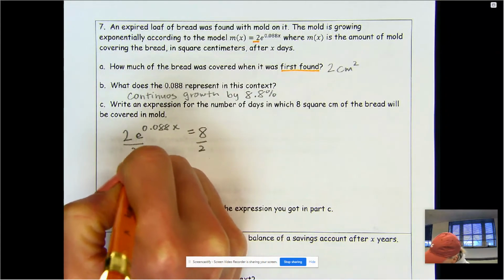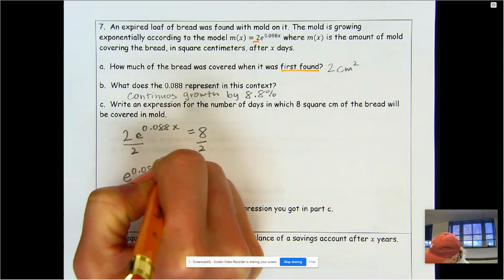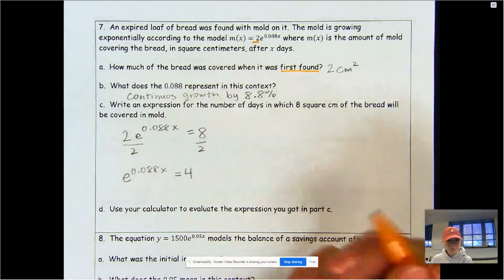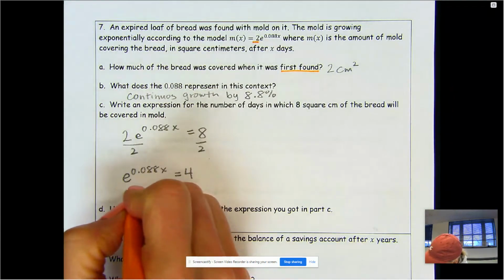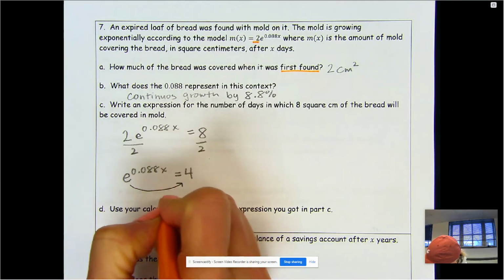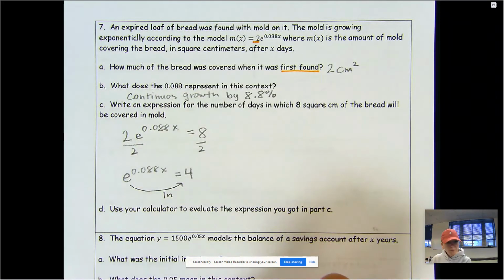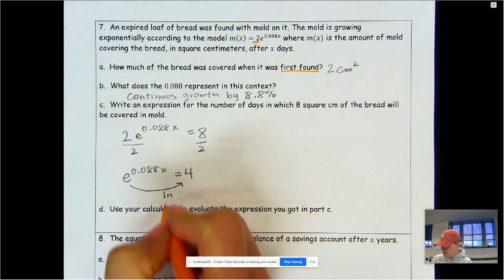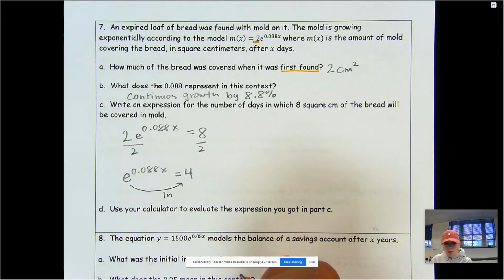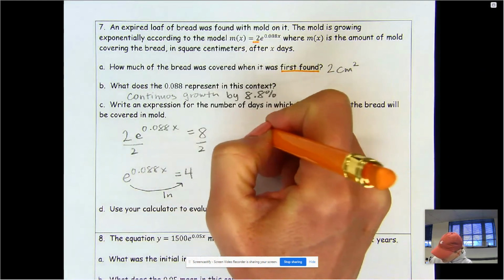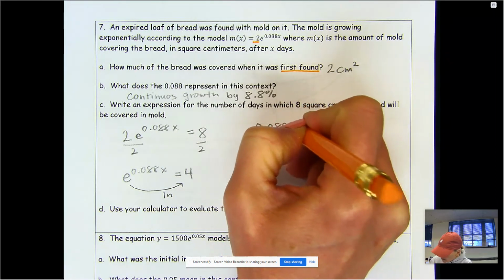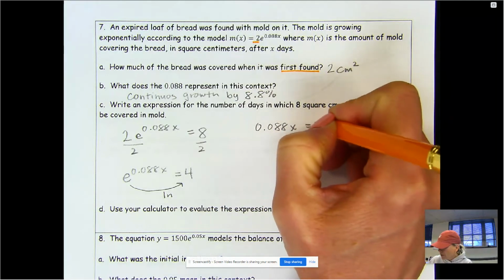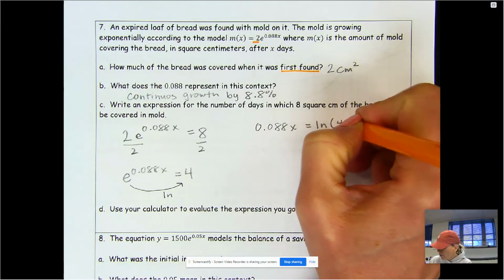So e to the 0.088x is equal to 4. Okay, so now we're going to switch to log form, and since the base is e, we will use log base e, also known as the natural log. That's what your calculator knows how to compute. All right, so our exponent, 0.088x, is equal to the natural log of 4.